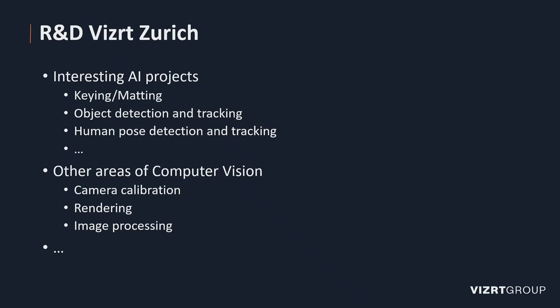So yeah, to summarize again what we do in Zurich, I think we have a lot of interesting AI projects: keying, matting, object detection and tracking, human pose detection and tracking. And we do not just do AI, but also the other areas of computer vision are very important in our products. So a big part is also camera calibration and rendering and just image processing in general.